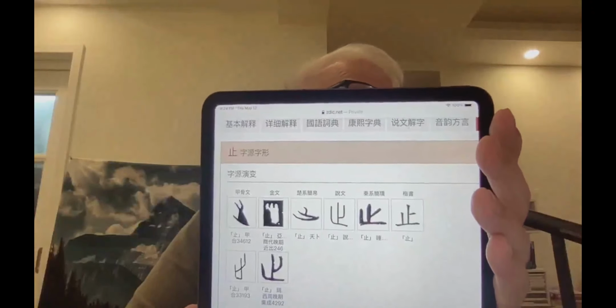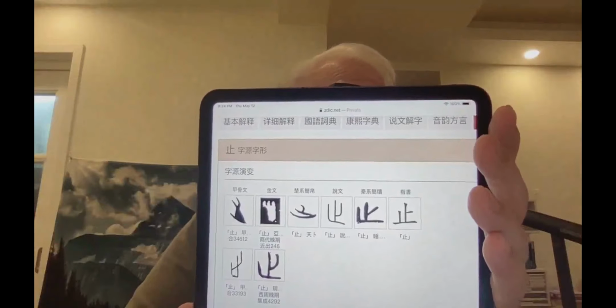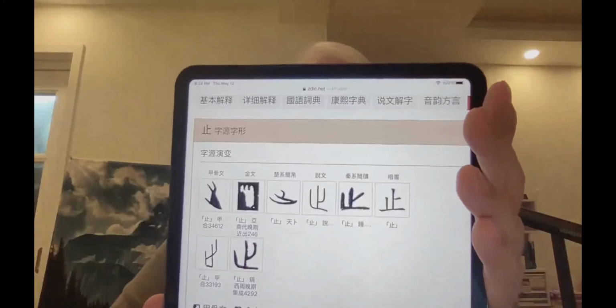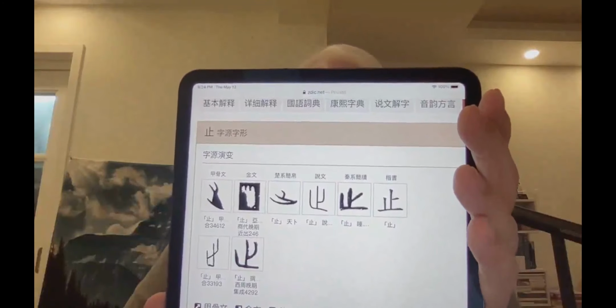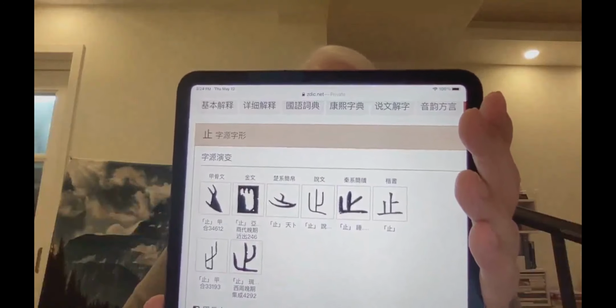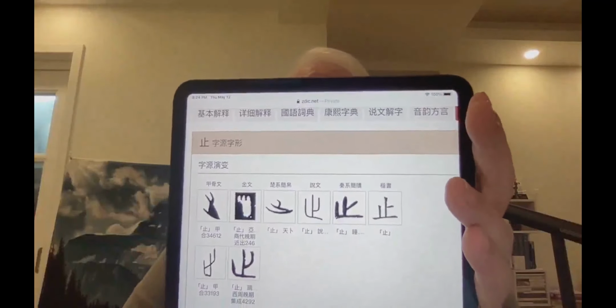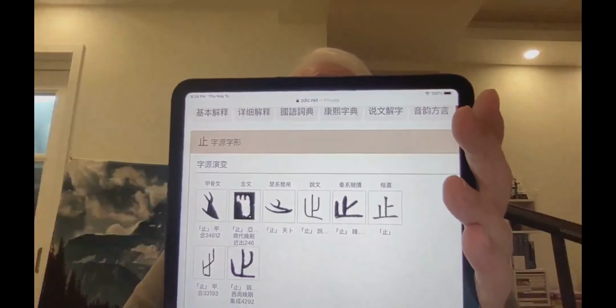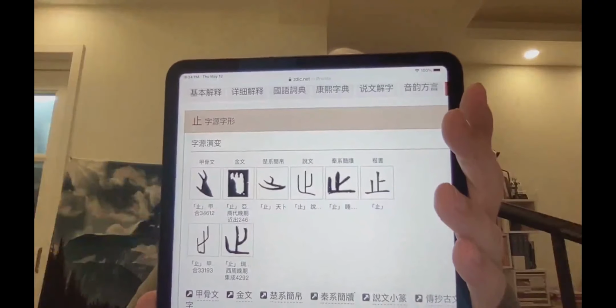这个我们可以看，原来是一个脚，然后慢慢演变，到现在的止。你可以看甲骨文的趾，确定是一个脚，或者是一个脚印。If you look at the oracle, it for sure looks like a foot, but it could also be a footprint. A footprint doesn't go anywhere. But when we say 停止, we mean stop walking. So it actually means to walk. 要看在什么地方用，有的时候是停止的意思，有的时候是走路的意思。You have to look and see where it is, and then decide what it means. Anyway, it's a foot.